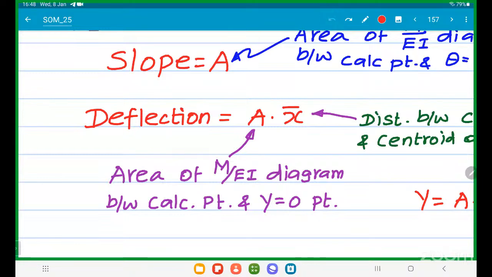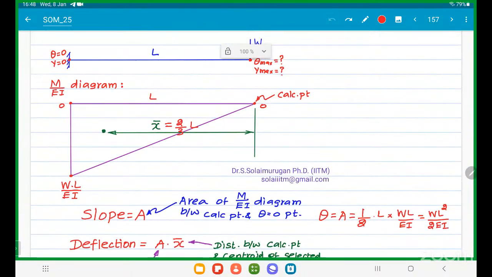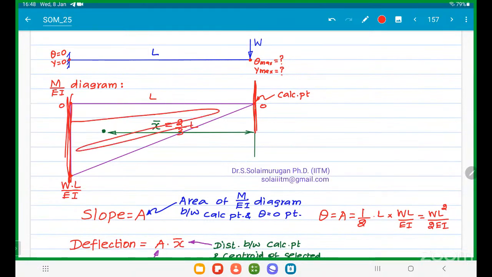Okay, sir. Where is the calculation point? Here, sir. Where is the deflection equal to 0 point? Here. Sir, this area is already calculated. Already calculated that area. Tell me.